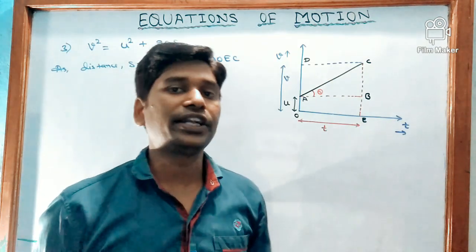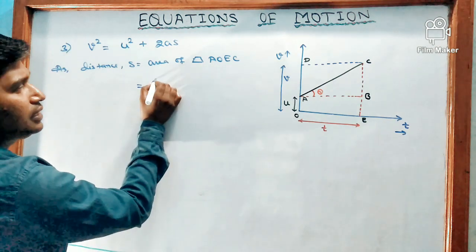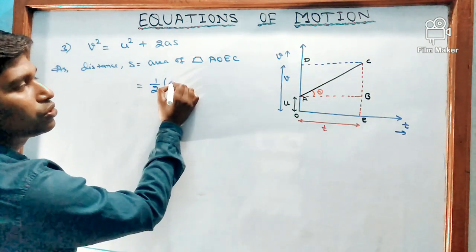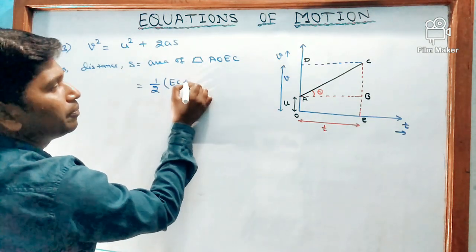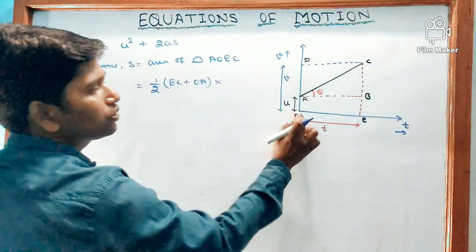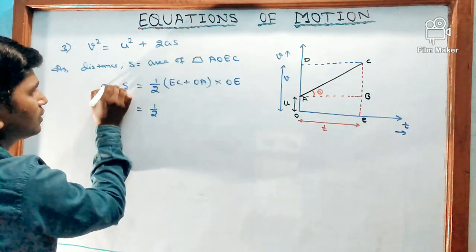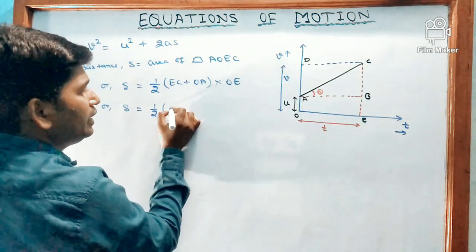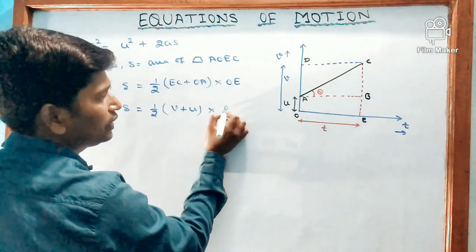So this area again we have to find. This time we will use the formula for trapezium. The area of trapezium is 1 by 2 into sum of parallel sides. So sum of parallel sides we can write, that is EC plus OA, into height. So height we can take as OE. So we can write S is equals to 1 by 2, EC is V, plus OA, we can write U, into OE, T.